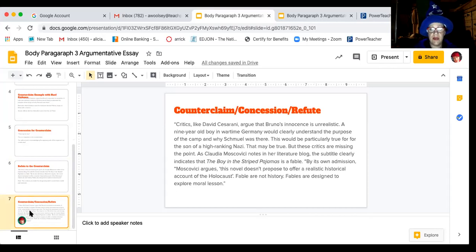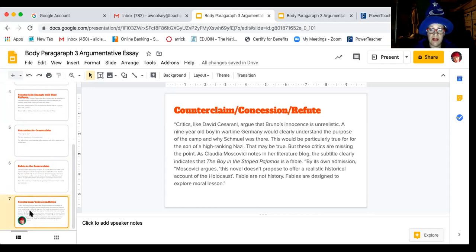Critics like David Cesarani argue that Bruno's innocence is unrealistic. A 9-year-old boy in wartime Germany would clearly understand the purpose of the camp and why Schmuel was there. This would be particularly true for the son of a high-ranking Nazi. That may be true. But these critics are missing the point.